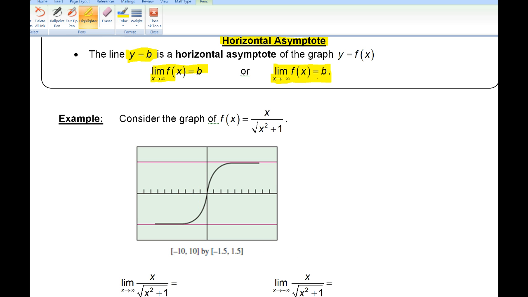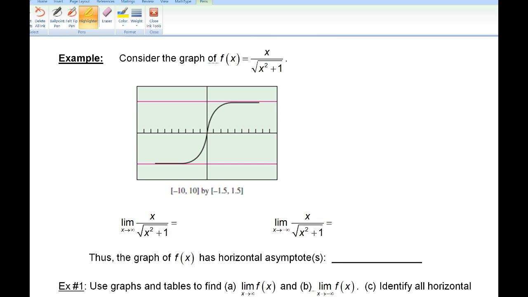Let's look at this example. We can graph this on our calculator, but I have it here for you. It's x over the square root of x squared plus 1. So let's look at the limit as x approaches infinity, and then negative infinity. Let's look at positive infinity first. What's happening to the graph? I'm looking at this part, approaching 1, the y value.